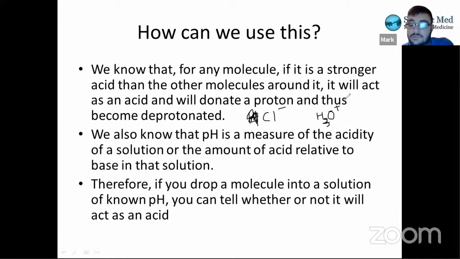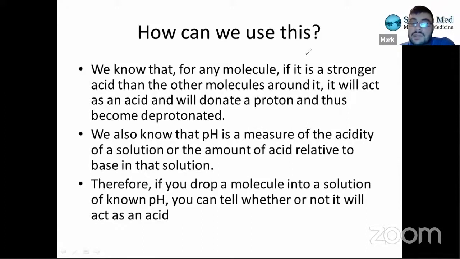And that makes sense to you guys, right? Obviously, HCl is a stronger acid than H2O, so it will act as an acid and it will force H2O to act as a base. And vice versa would also work if you put a strong base like NaOH into water. It will accept a proton and it will turn the water into OH minus. Okay.